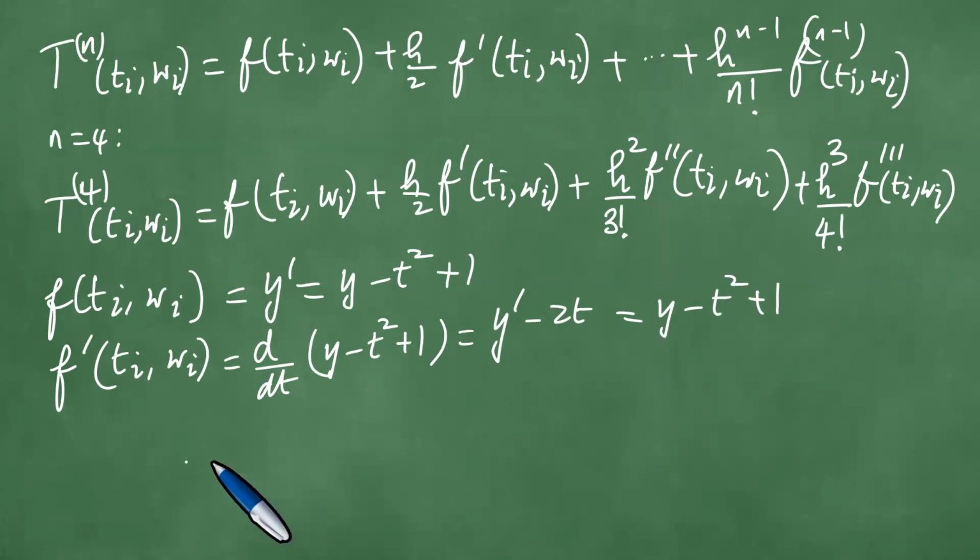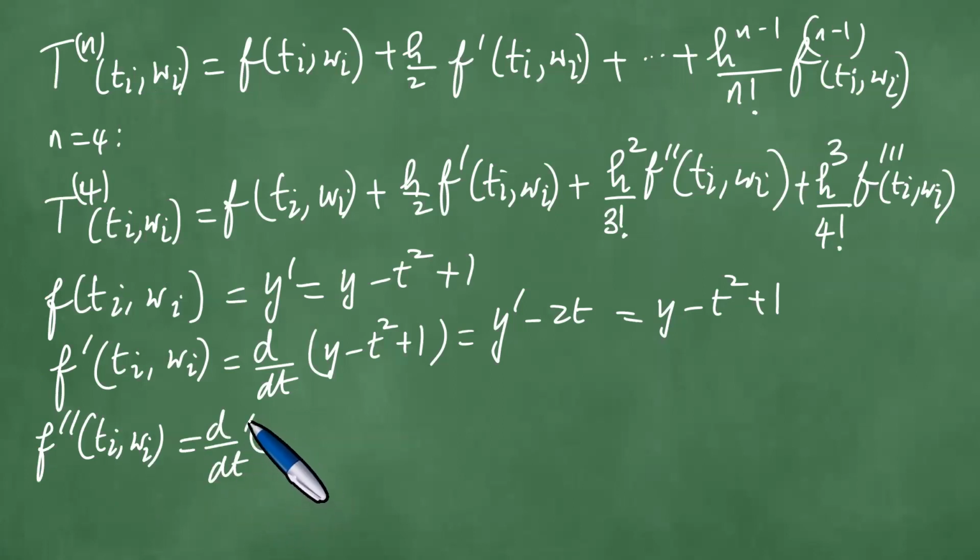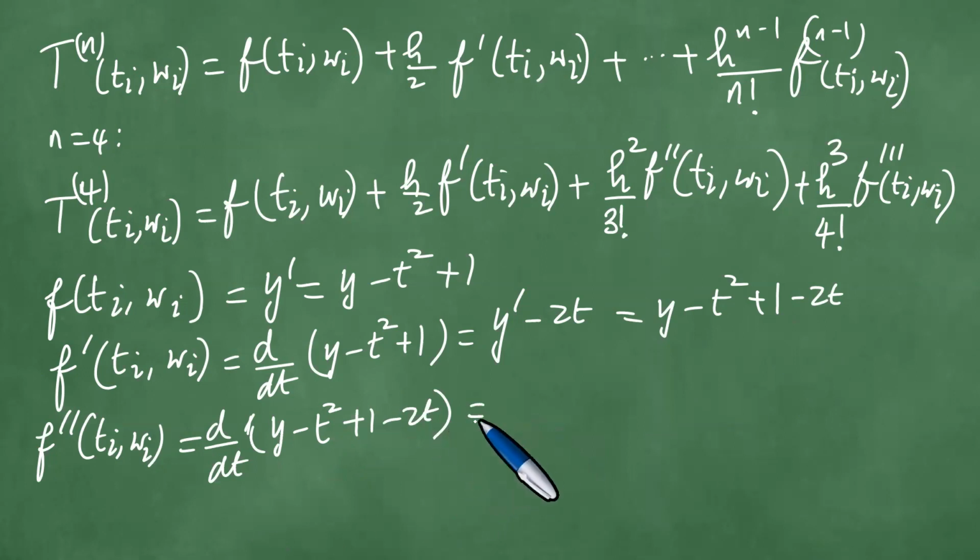Let's get them out, these derivatives. We needed the first one, then we need also the second one. So we're going to do the second derivative, f double prime of Ti, Wi, which is d/dt of the following. So d/dt of what? Of this one. So it's going to be d/dt of, this one is minus 2t here. Put this minus 2t, and the y prime is this, and then it's minus 2t. Now we need to obviously differentiate the previous one. So we're going to find the derivative of y minus t squared plus 1 minus twice t. Which means the derivative of this one is going to be exactly y prime minus twice t.